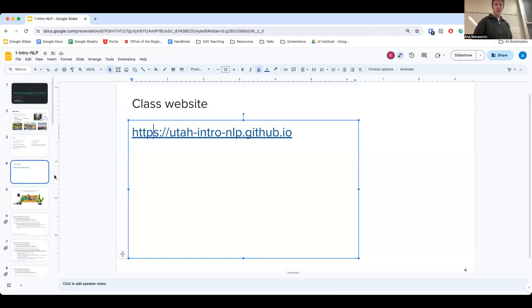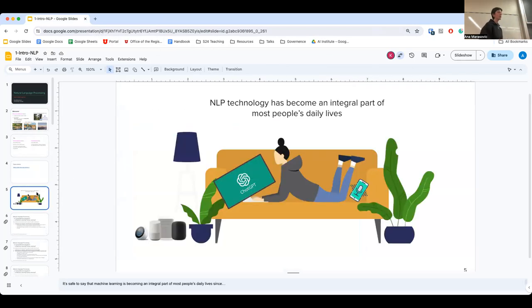All right, so let's talk about NLP now. NLP technology has become an integral part of most people's daily lives, including yours. You most likely have used some kind of NLP technology, like a spam filter, which is probably some kind of machine learning model that takes as an input an email, which is a sequence of words. You have used machine translation when you travel, you have used ChatGPT these days. So this kind of technology is all around us.